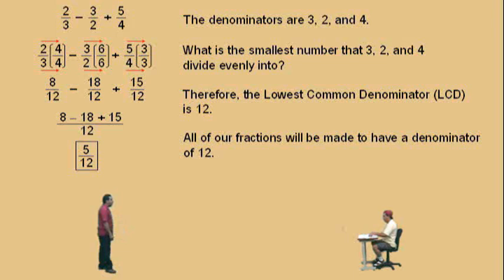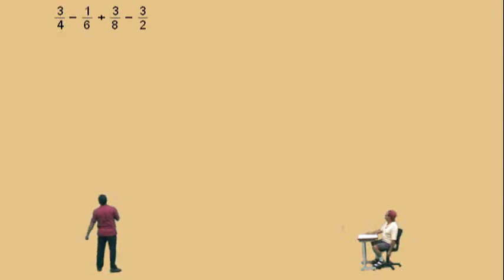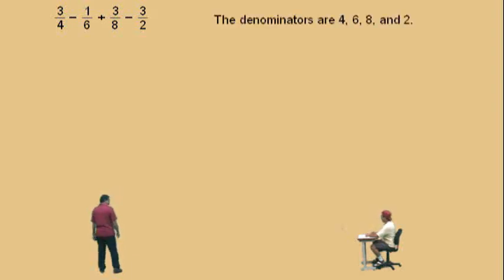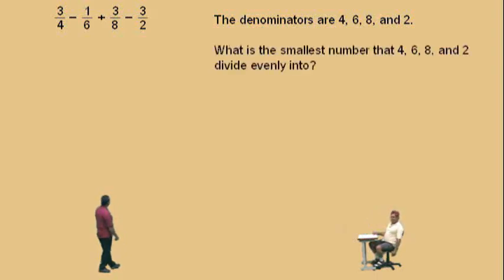So let's do one more problem, and we'll make it one of those attitude adjustment problems for him. All right, y'all, here we go. 3/4 subtract 1/6 plus 3/8 subtract 3/2. Don't get scared. Okay, Charlie, what are our denominators? 4, 6, 8, 2. Okay, 4, 6, 8, and 2.